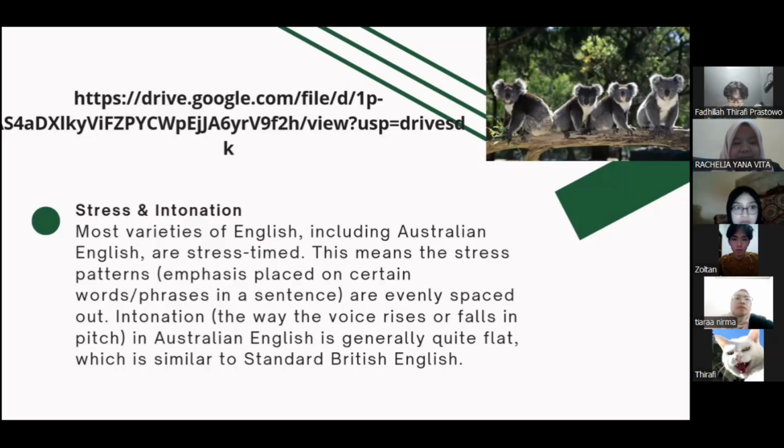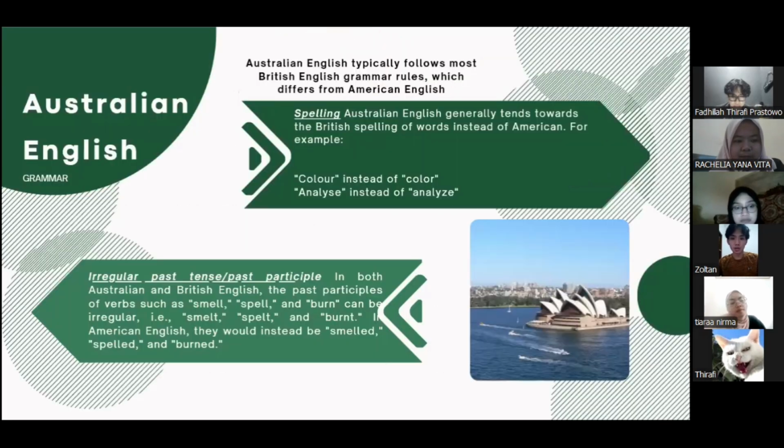Okay, the next is stress and intonation. Most varieties of English, including Australian English, are stress-timed. This means our stress pattern, emphasis placed on certain words or beats in a sentence, is evenly spaced out. Intonation, the way the voice rises or falls in pitch, in Australian English is generally quite flat, which is similar to standard British English.